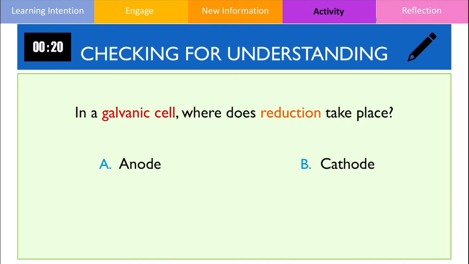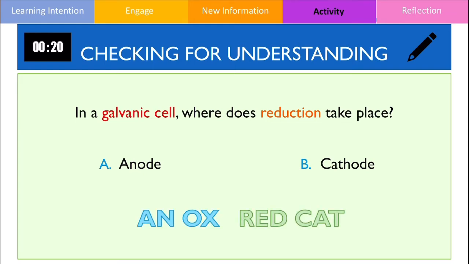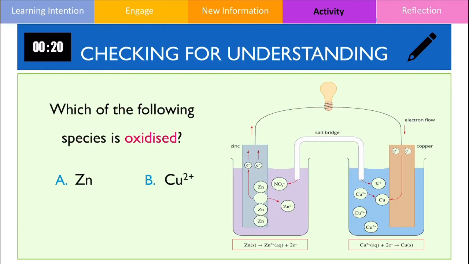In a galvanic cell, where does reduction take place? If you remember the mnemonic AN OX, RED CAT, you should know that reduction only takes place at the cathode. Which of the following species is oxidized in the following diagram? The species that's undergoing oxidation is going to be zinc in this case, as you can see by its half equation, as it's lost electrons.